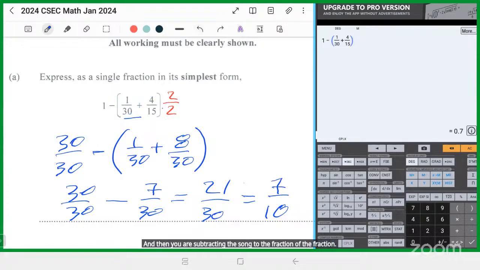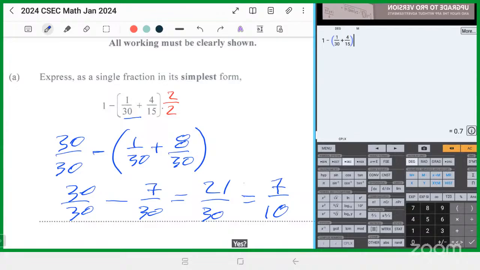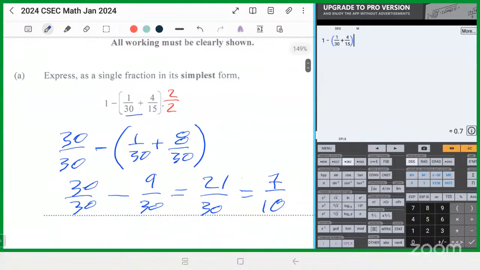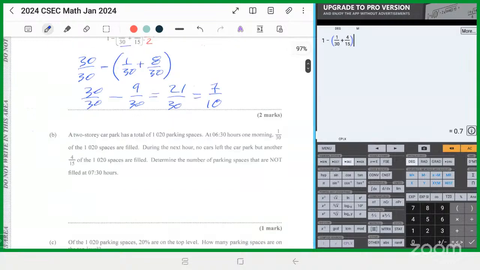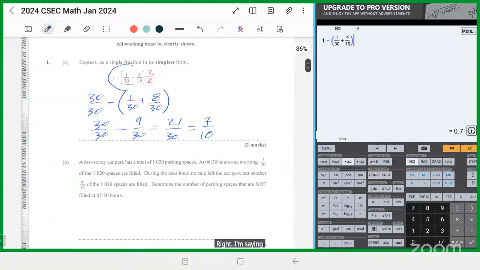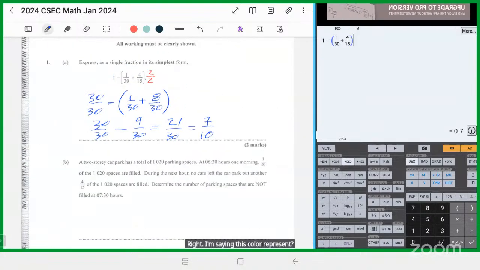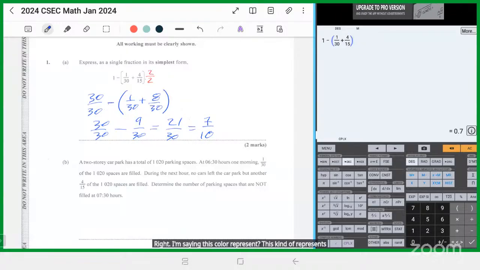Yes? Yeah, change the 7 to a 9. Huh? Change the 7 to a 9. Oh, right, so I'm saying this basically represents the fraction of the information that there is stored.